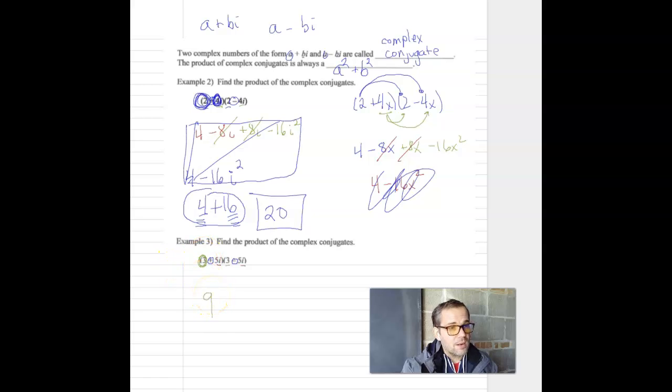square it. Take the value in front of i, don't take the i with it, just the value in front of i, 5, and square it. Add those two things together. And whatever 25 plus 9 is, that's your final answer, 34.